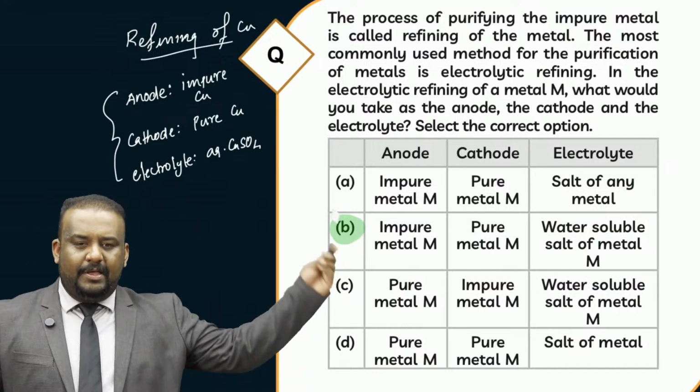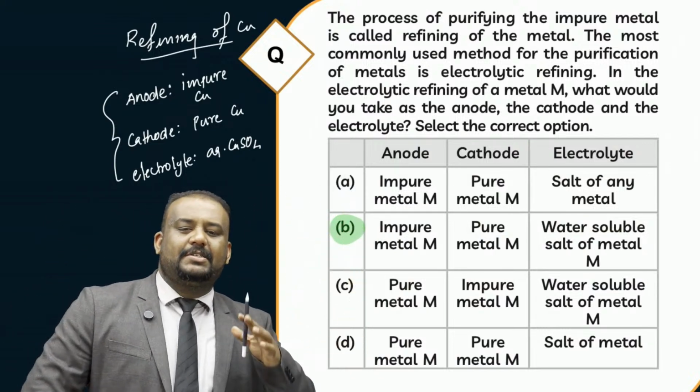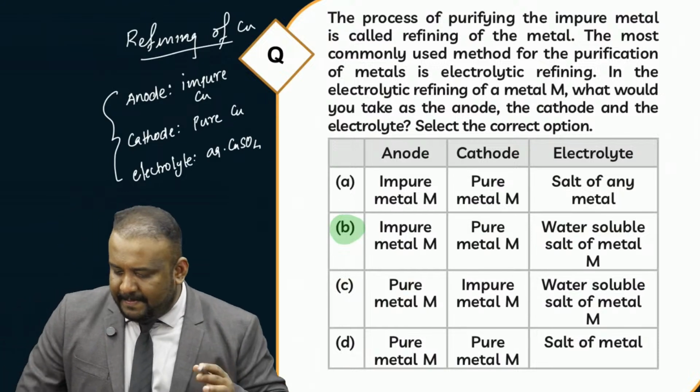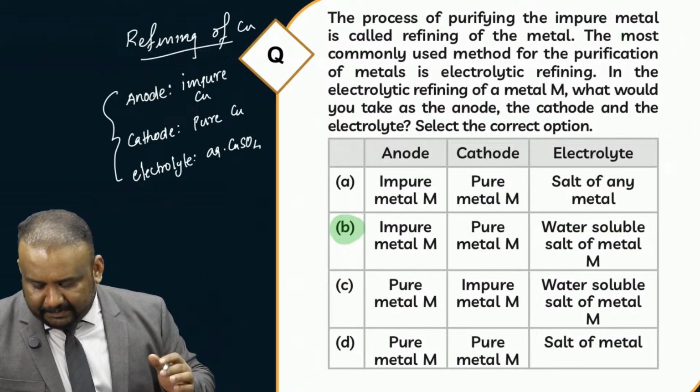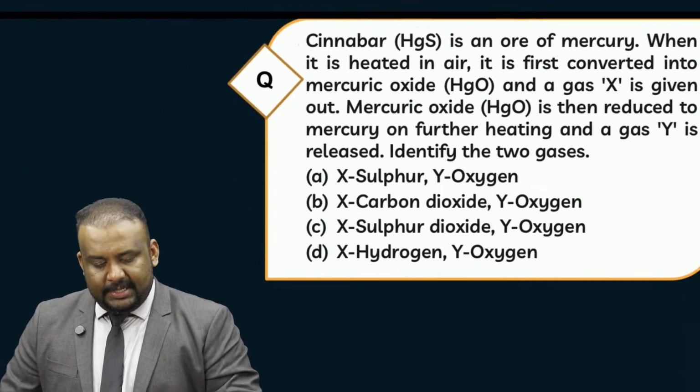If it is zinc, impure zinc is anode, pure zinc is cathode, and electrolyte is zinc sulfate. Clear? Any doubts in that? No. So let's move on to the next.